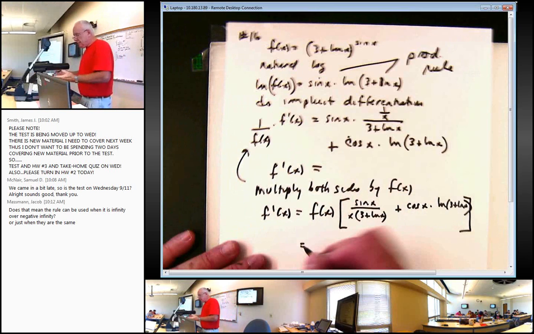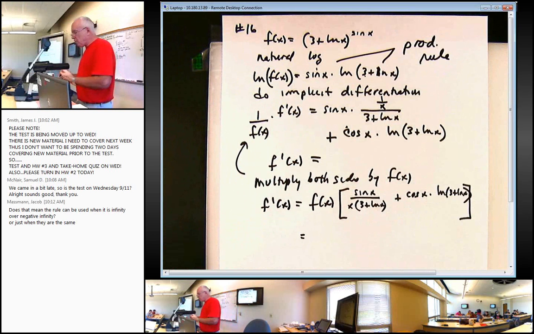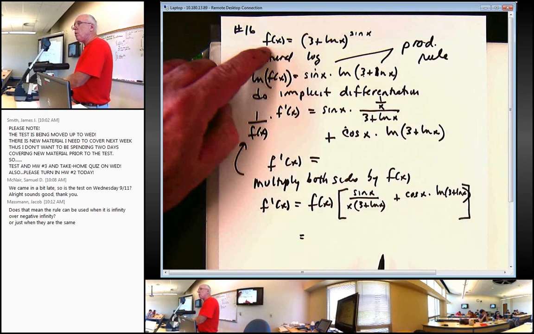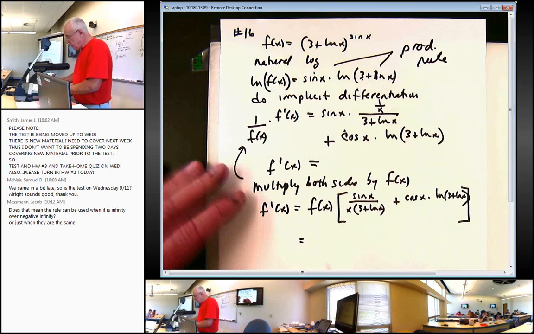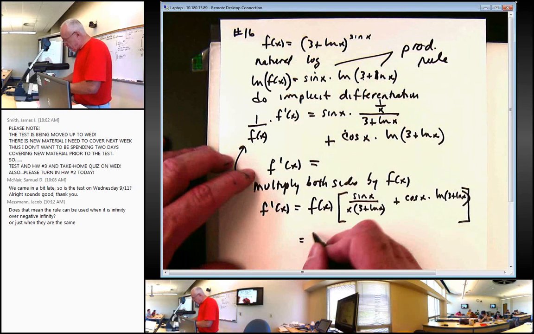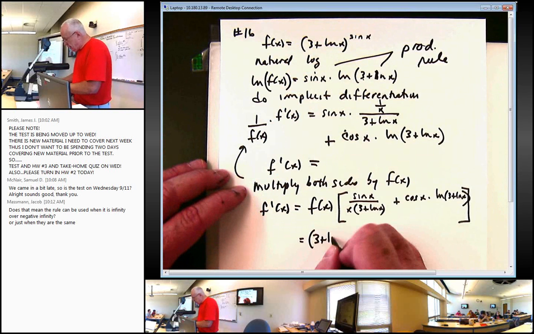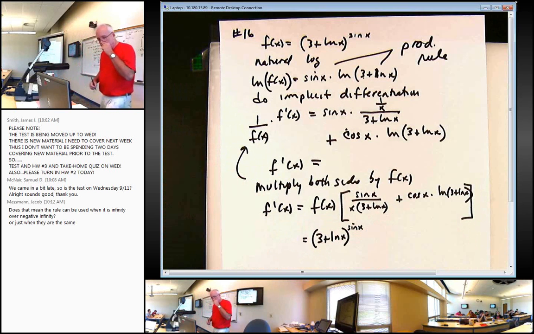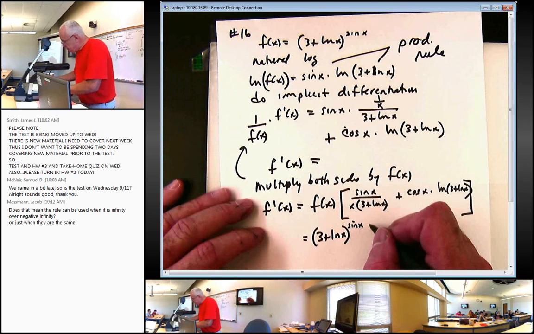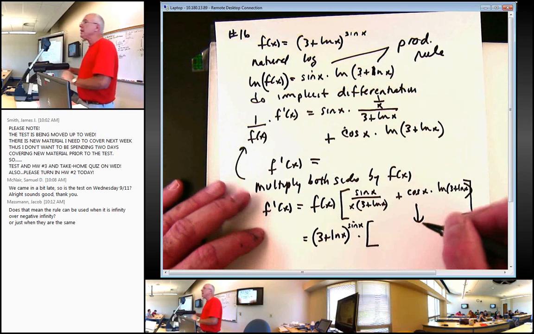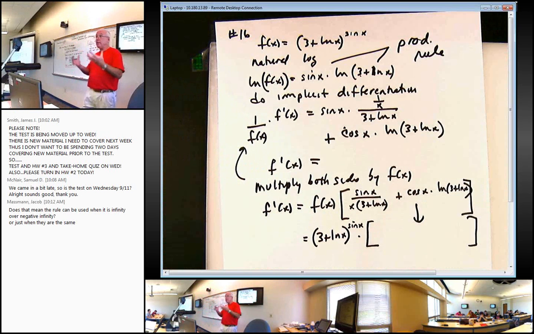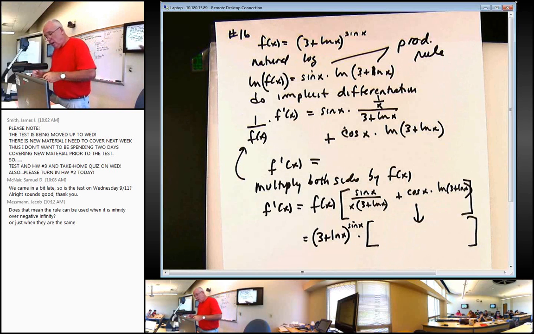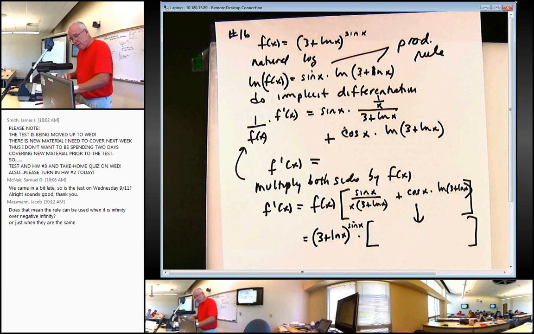Now, this is okay for an answer, I suppose, but what I really want to see then is let's replace this f of x by what we are told it was originally. So f of x here, I'm just going to replace it with 3 plus the ln of x raised to the sine of x power, and then times that whole thing that I have in the bracket. All right, and then that's the final good answer for the derivative. So at least I was able to go over one of these.